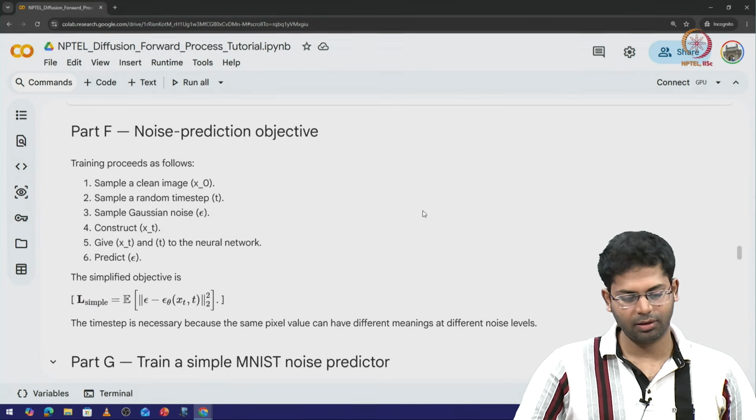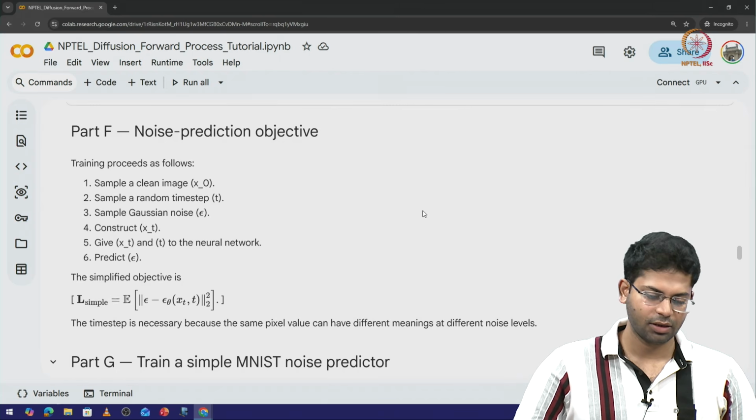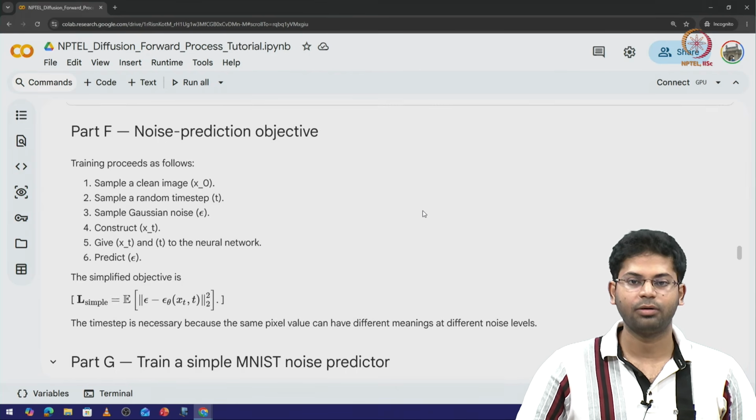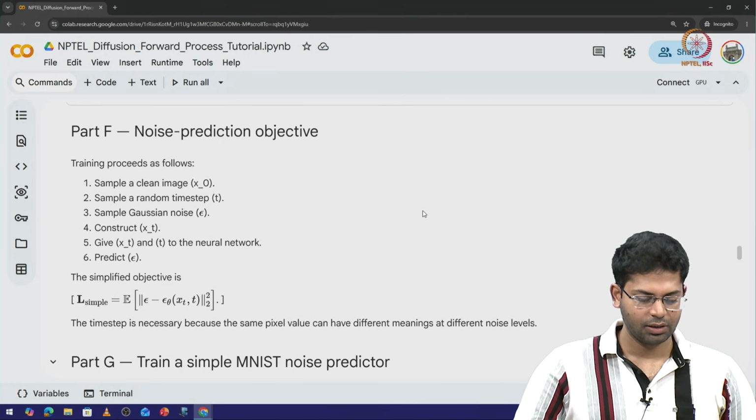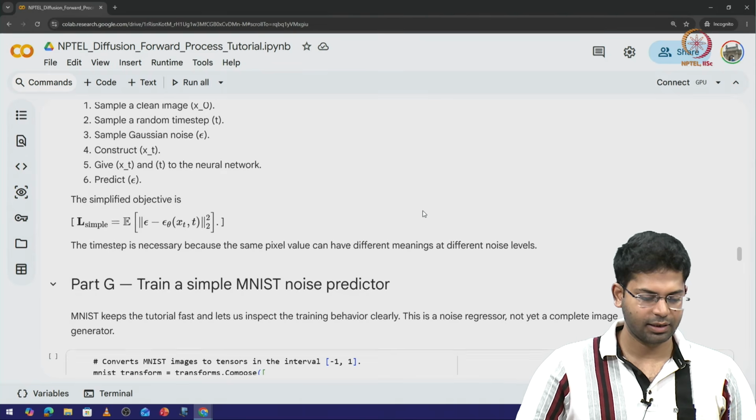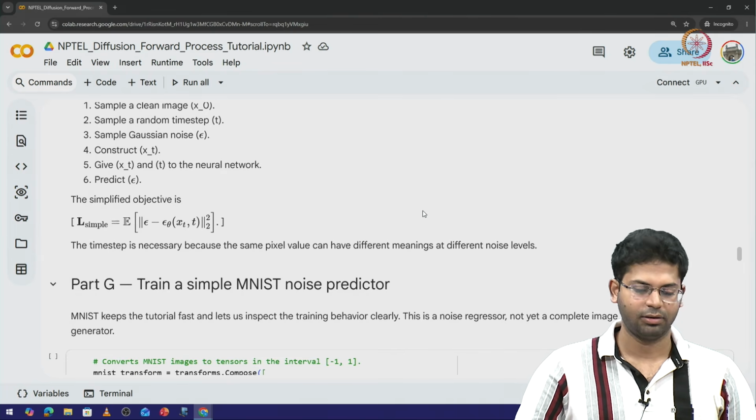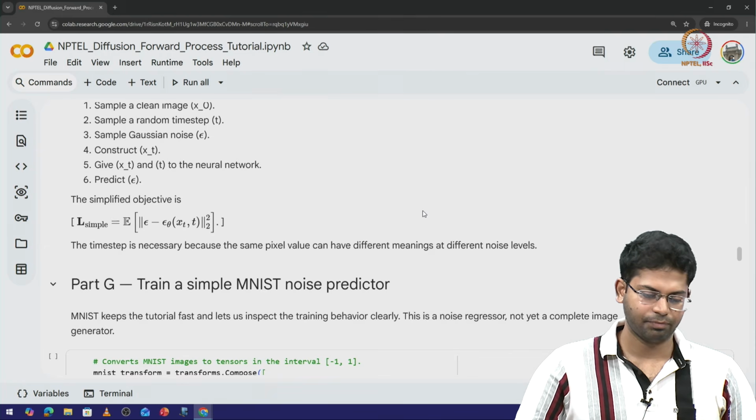And here we come to the noise prediction objective, which is an important part of the next part, the reverse diffusion process. So, we ask this question: you have a clean image x0 and a random time step t, and you sample the Gaussian noise epsilon and construct xt, which is an intermediate t-th step of the forward diffusion process.